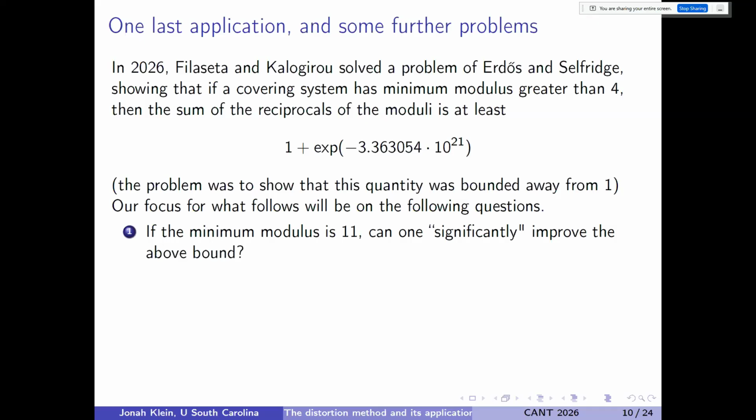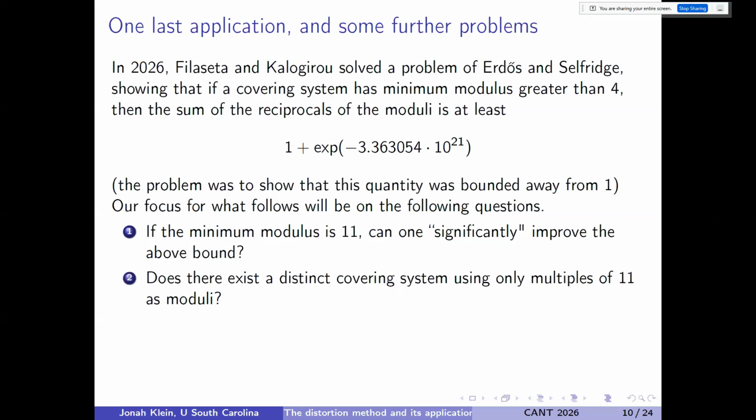So we have a few questions that kind of follow from this. Question 1, if the minimum modulus is 11, can one significantly improve the above bound? This question might seem random. I will try to convince you from now to the end of the talk that there's actually something going on with 11 there. It's not just a random question to ask.